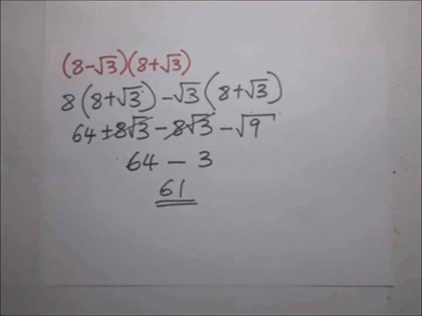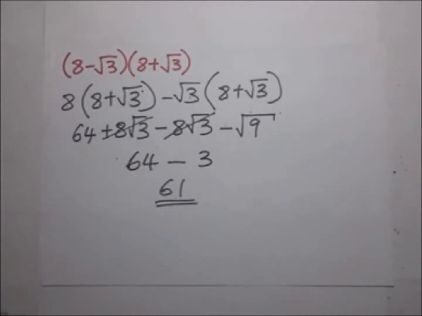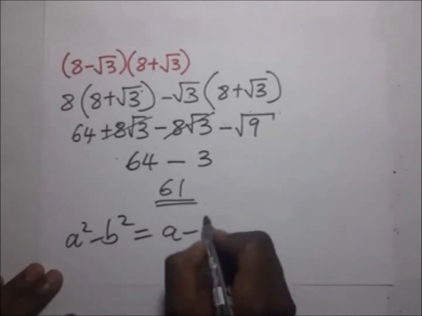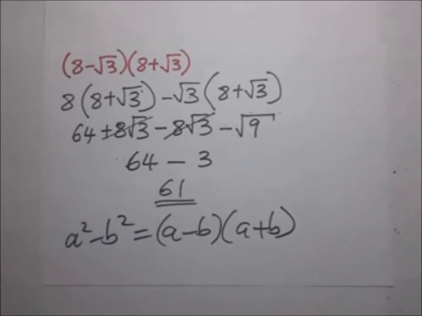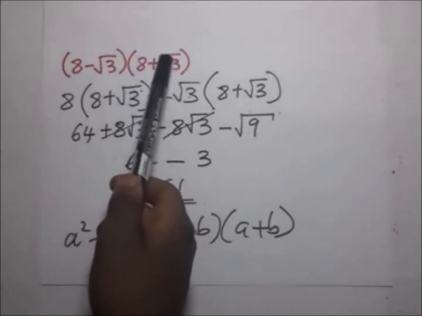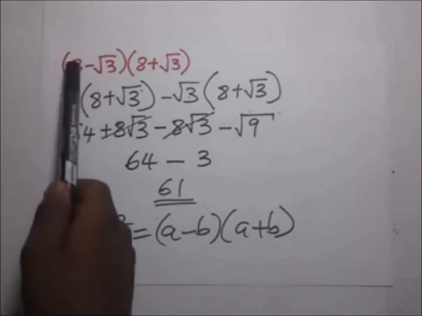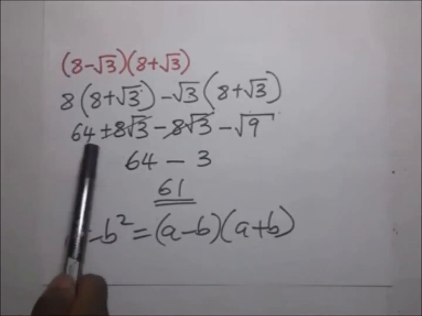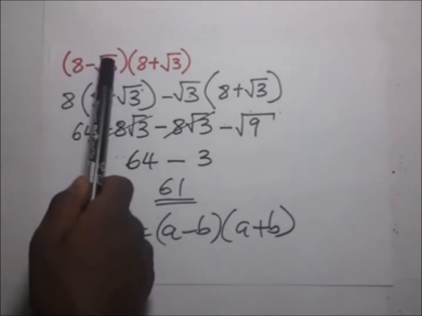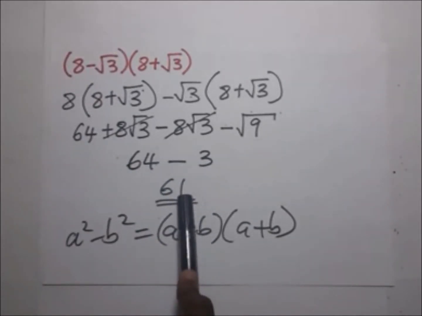Now, if you look at our last example, it is more like a difference of two squares. You remember this identity? It's a minus b into a plus b, which gives us a squared minus b squared. Here, a squared is 64, minus b squared, which is √3 squared, giving us 3, which directly gave us 61.